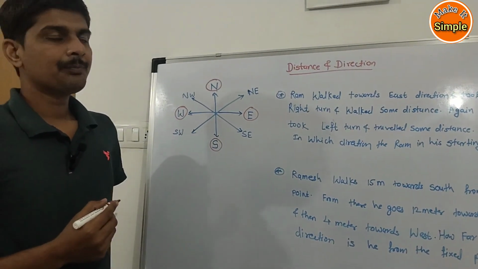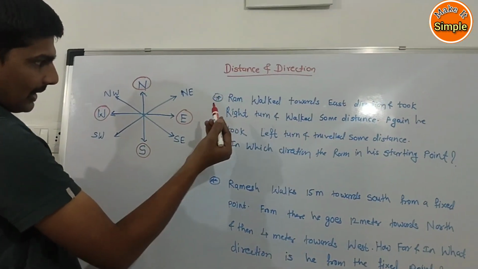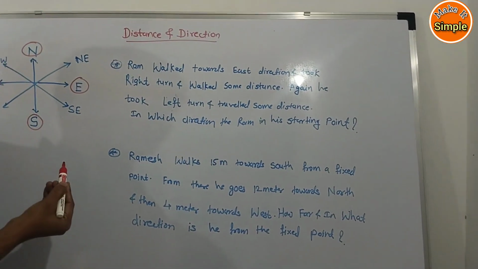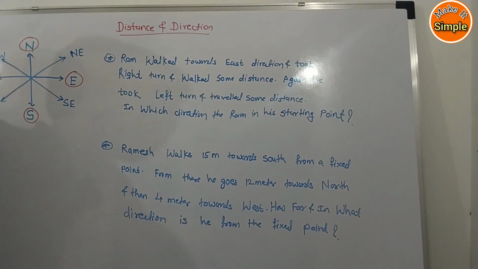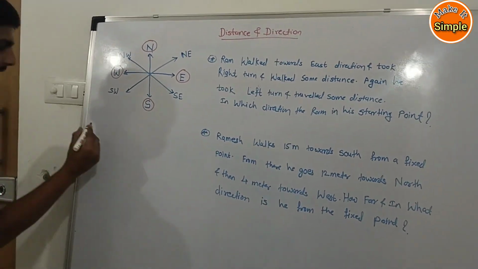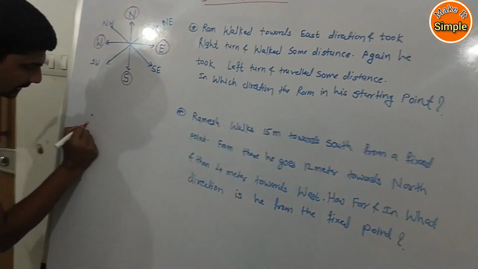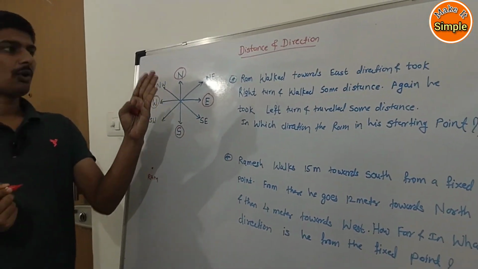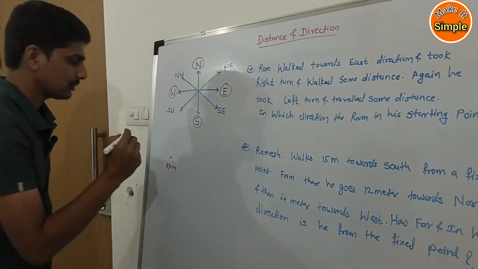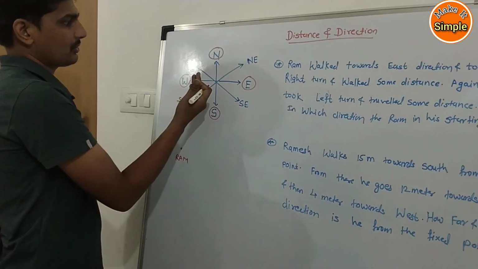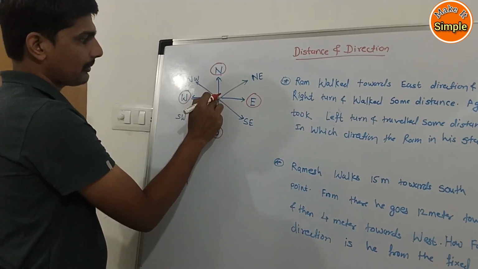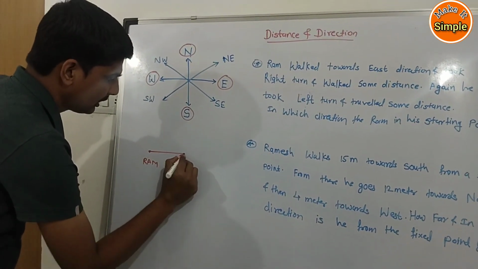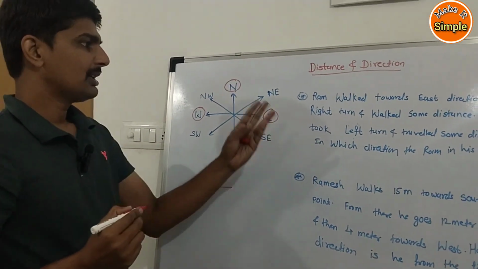So let us take the example. What is the first example? Ram walked towards east direction and took a right turn and then walked some distance. Let us suppose here is the initial position of Ram. From his initial position, Ram walked towards the east direction, walked some distance.